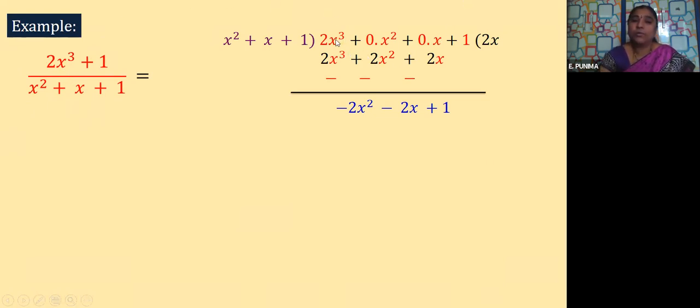So what is that? 2x cube plus, there is no x square term and no x term, so I'm putting them as 0 into x square plus 0 into x plus 1. And what is the divisor? x square plus x plus 1. How many times does it divide, children? x square into how much will give you 2x cube? 2x. Very good. So it is 2x. x square into 2x is 2x cube, plus x into 2x is 2x square, plus 1 into 2x is 2x.